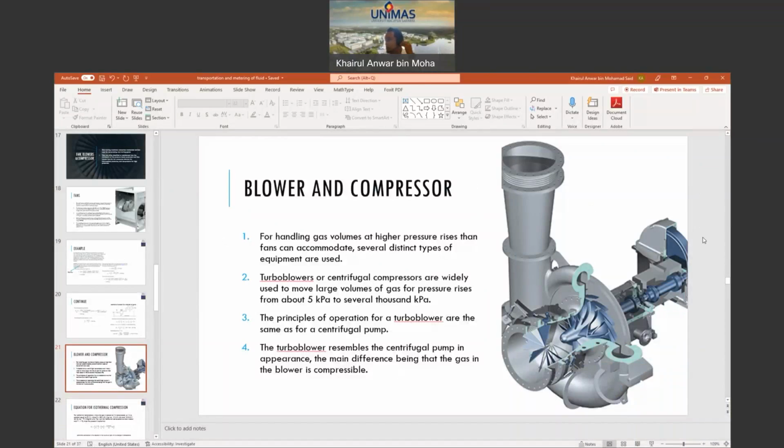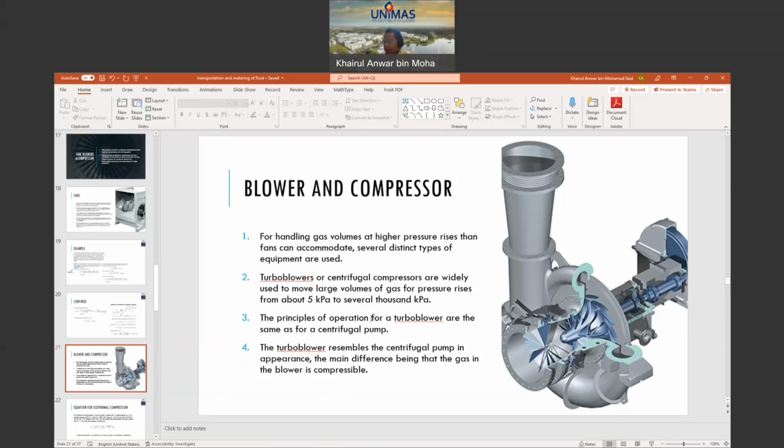Today we're going to learn about compressors. For handling gas volume at pressure rises, then fans can accommodate several distinct types of equipment are used. For example, a turbo blower or centrifugal compressor is widely used to move large volumes of gas for pressure rises from about 5 kilopascal to several thousand kilopascal.